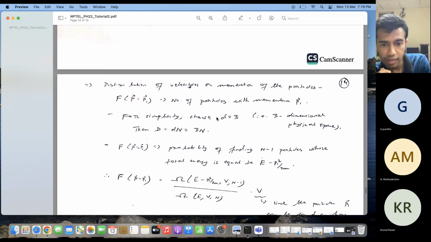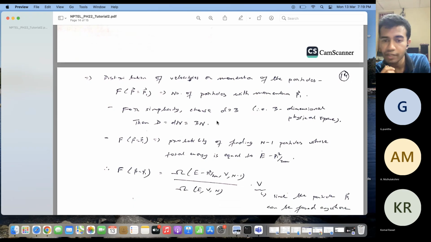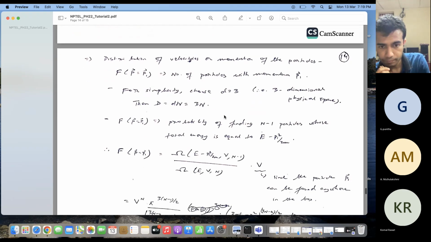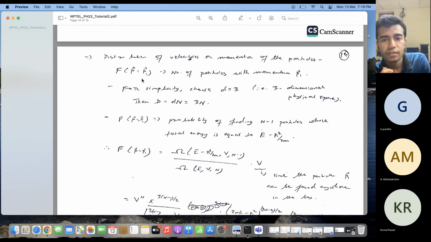For simplicity, I choose d equal to 3, but in general, it can be done for any value of small d. Okay. Now, since this is the probability of finding particles with momentum equal to p1, this probability can be restated as the probability of finding n minus 1 particles whose total energy is equal to E minus p1 square by 2m. That is the probability, that is count.